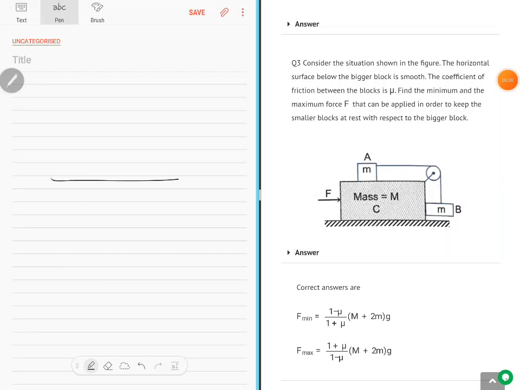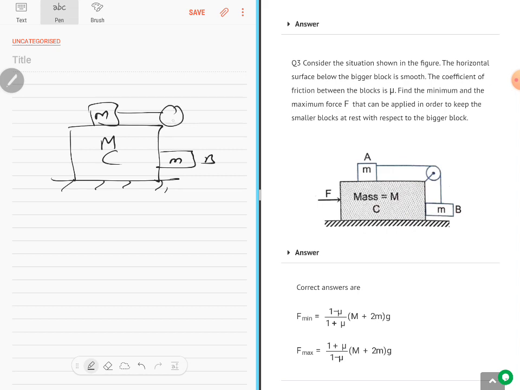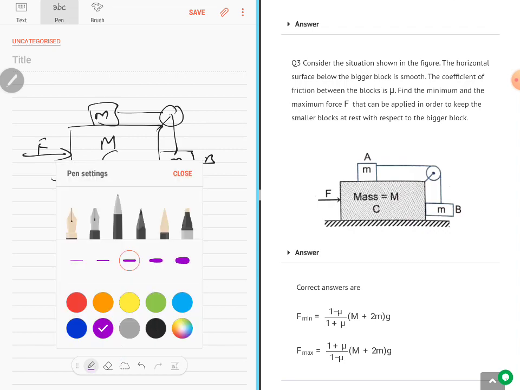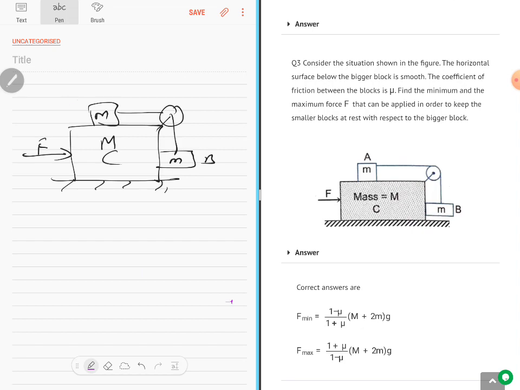This sum, you can read the question for yourself. There is a mass C and there is a mass B. The bigger mass C, and there's a pulley which connects it like this. There's a force here. Okay, and so because of this applied force here, there can be a pseudo force MA.